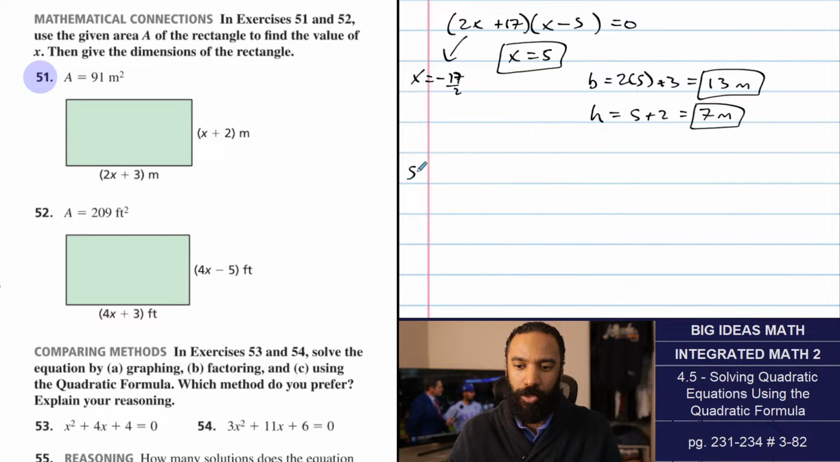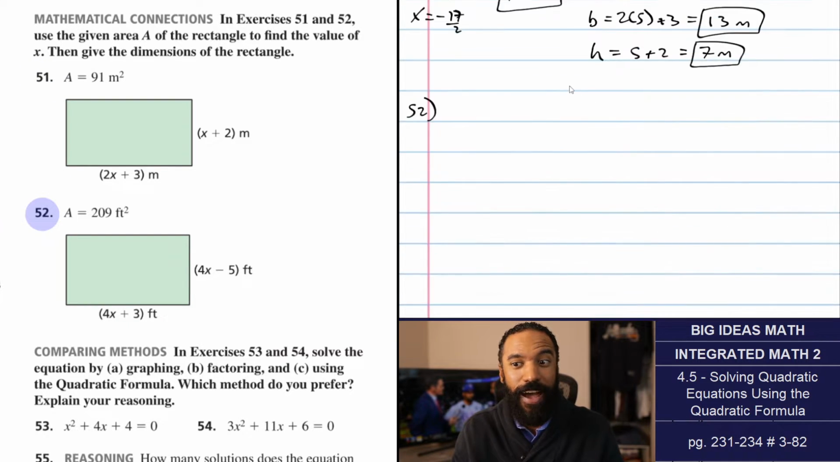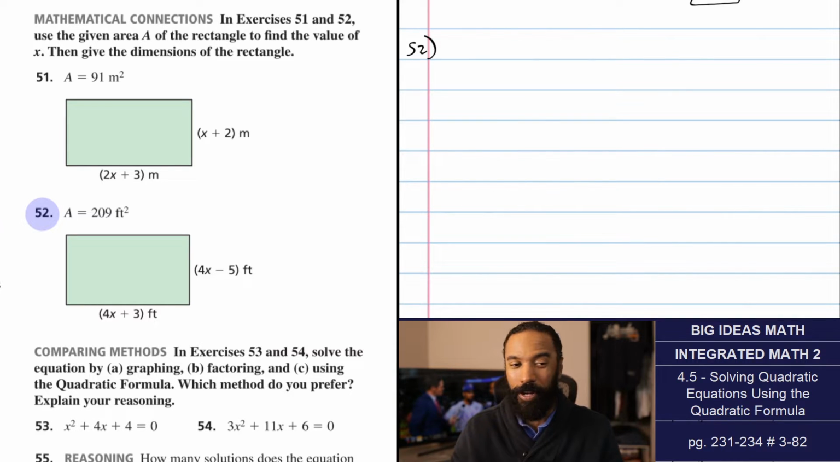Number 52, I mean, I'm yawning. It's late. So if I can factor, if I find the factorization, I'm going to use it.